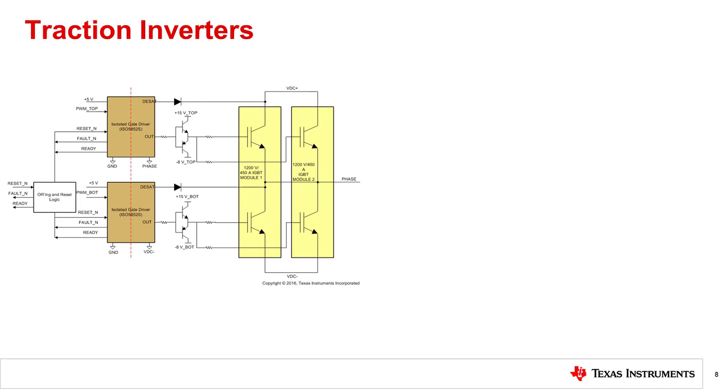Traction inverters are a special subset of motor drives designed to power transportation motors. The growing market push for electric vehicles has created demand for drive systems capable of unprecedented efficiency, responsiveness, and robustness. The increase in transportation system complexity also introduces new risks to human life, and so there is a correspondingly greater emphasis placed by standards bodies on system safety.